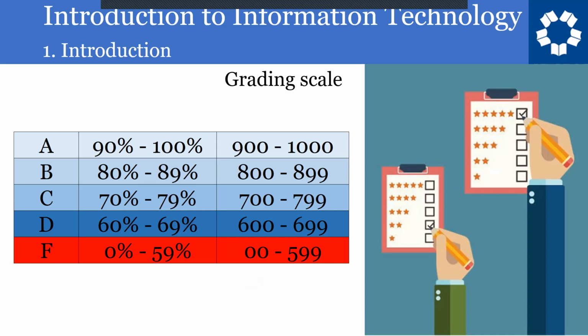Our grading scale is going to be from 0 to 1,000. This is going to be pretty easy. A is going to be 900 to 1,000. B, 800 to 899. C, 700 to 799. D, 600 to 699. And below that's going to be an F. If you are in IT, you're going to need at least a C to be able to continue with other IT related courses. So try to aim at least for a C.